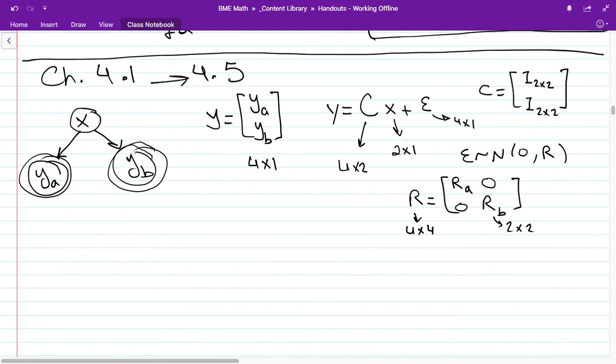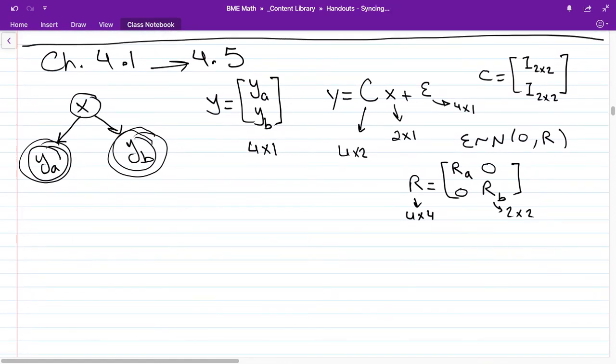However, what you're seeing isn't just some noise-free measure, but there is some corruption due to noise. That noise has 0 mean and variance R, where each of these variances are the variances of those instruments, RA and RB. So what I want to know is, what's the maximum likelihood estimate of X? So we need to write the probability distributions.